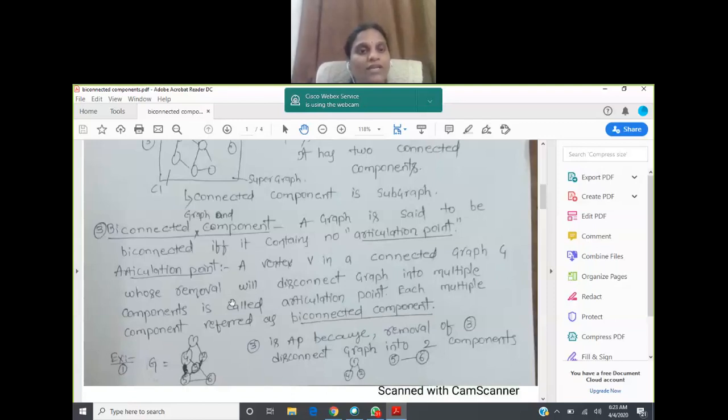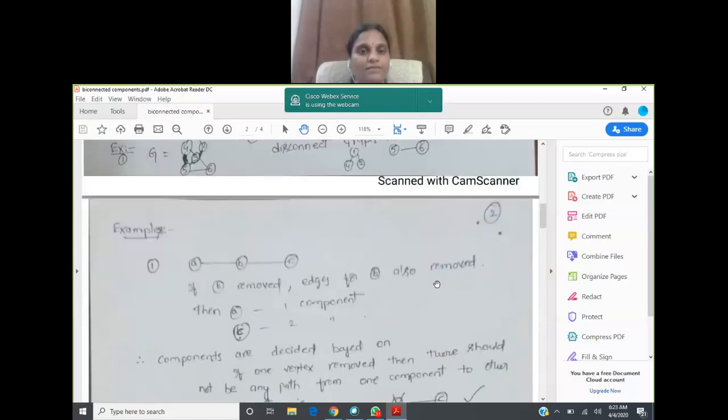On the removal of any vertex in the graph, if the graph is disconnected into multiple components, then that particular vertex is referred to as an articulation point, and each component is referred to as a biconnected component.